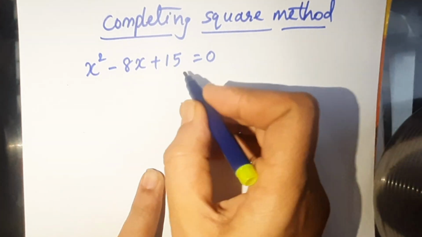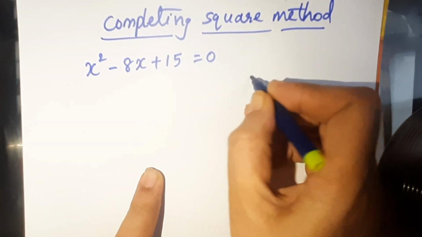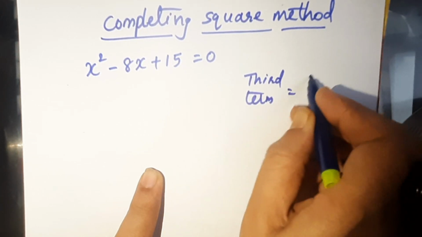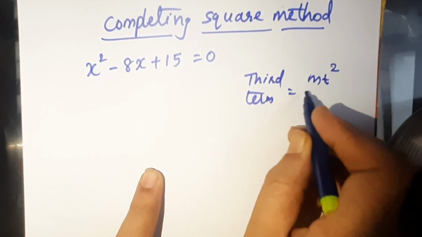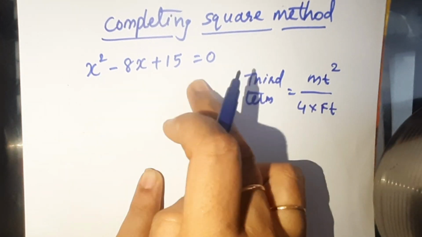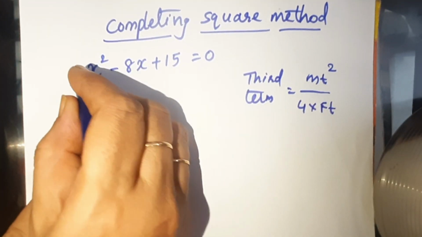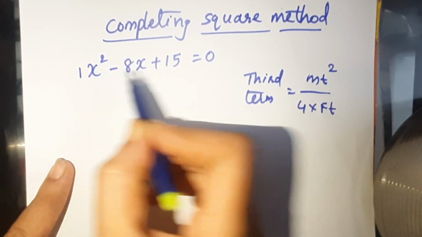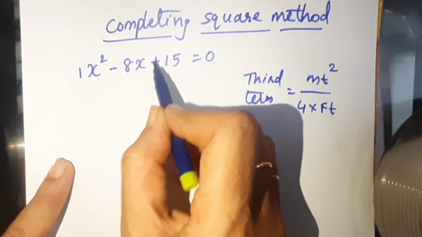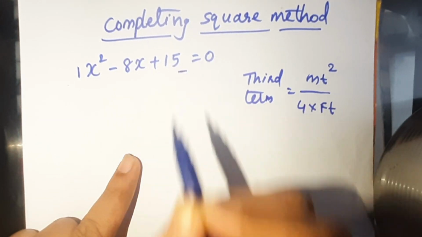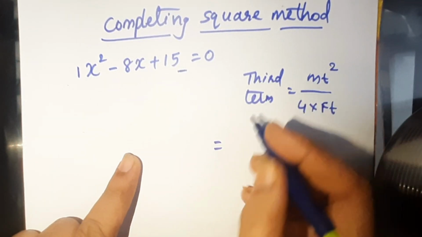So here first we need to find the last term. This is the third term formula: third term is equal to middle term square upon 4 multiplied by first term. For this present question, our first term is 1 as no coefficient is there. The second or middle term is minus 8 and the last term is 15. So here we need to find the third term, as if we don't know it.